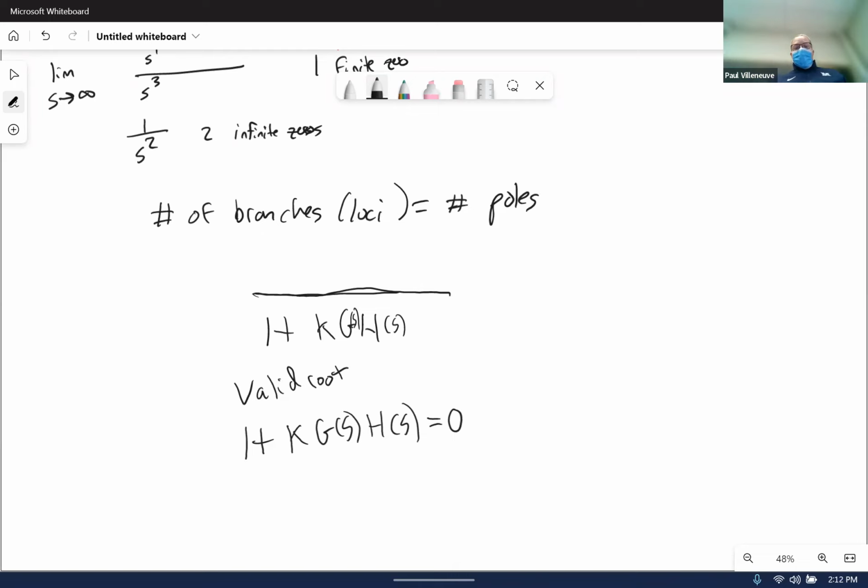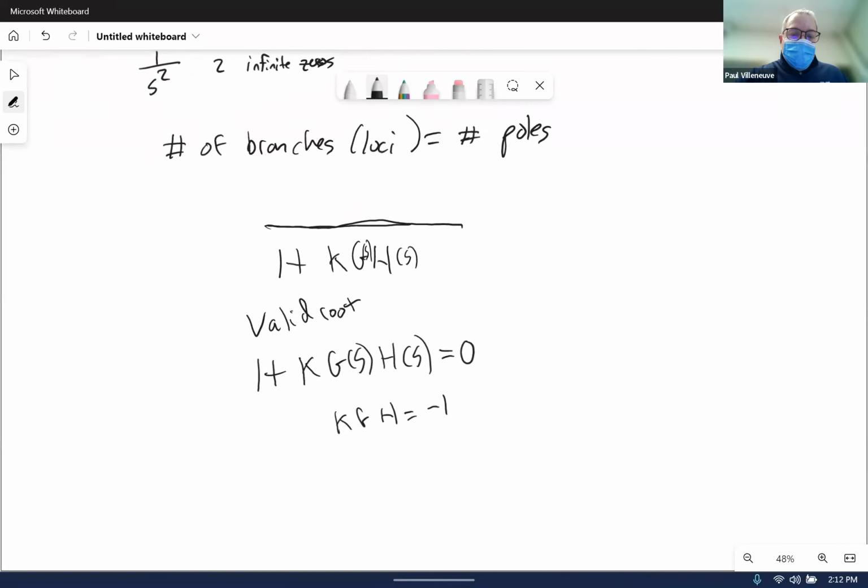So you can use this concept, or this idea, for helping you identify or define the root locus, because you know that the criterion 1 plus KGH has to equal 0. What that allows you to do is, you know that KGH equals -1, and so K equals -1 over G times H.